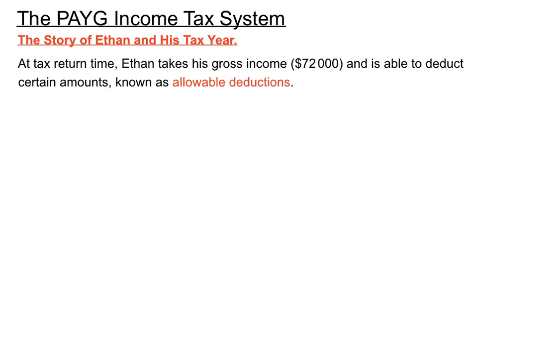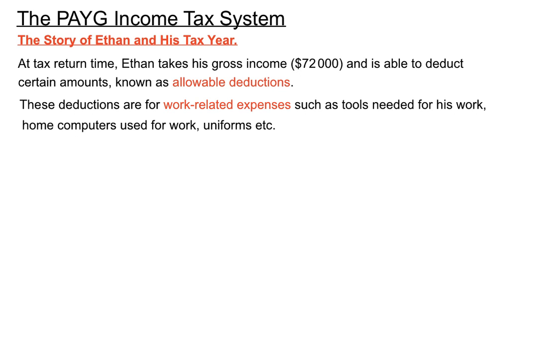At tax return time, Ethan takes his gross income and he's able to deduct certain amounts, and these amounts are called allowable deductions. And these are usually for work-related expenses, such as tools. If Ethan was a plumber or a car mechanic, he can buy some tools for his work and deduct that from his gross income for tax purposes. If he uses a computer at home but he uses it for work, he can deduct that from his tax. And if he has to buy a uniform for a certain job, then some overalls or something like that, he can take that amount off his gross income for tax purposes as well.